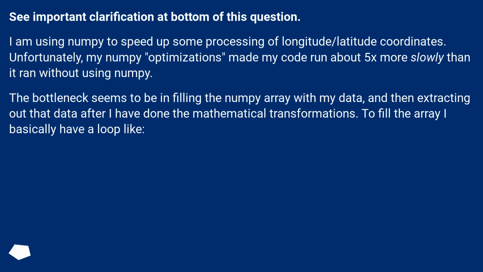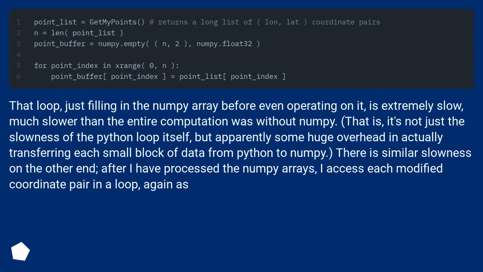The bottleneck seems to be in filling the NumPy array with my data, and then extracting out that data after I have done the mathematical transformations. To fill the array, I basically have a loop like that loop, just filling in the NumPy array before even operating on it, is extremely slow, much slower than the entire computation was without NumPy.